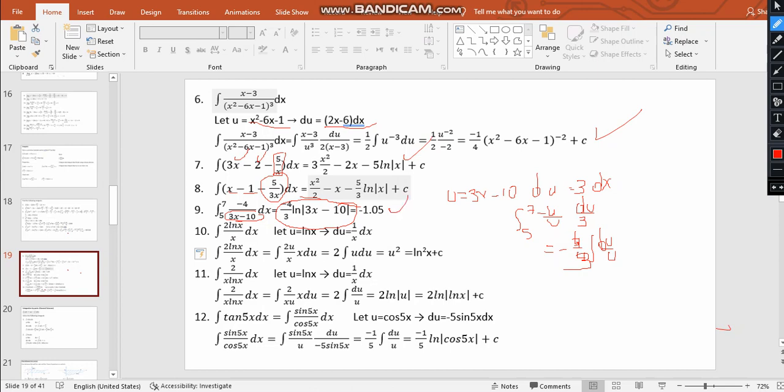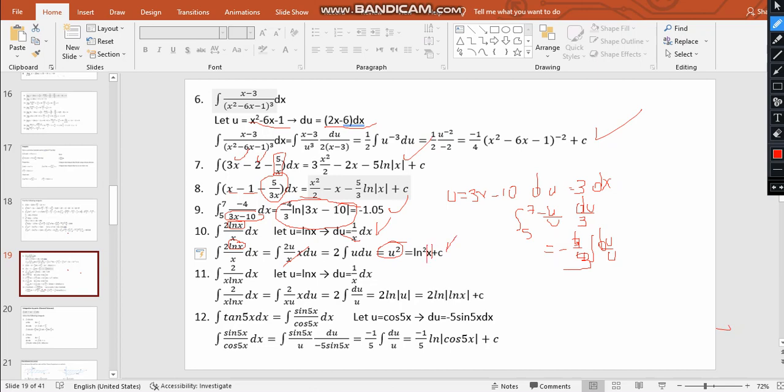Here let u equal ln x. So du is 1 over x dx. Okay, so ln x is u, and dx is x du. The x and x cancel, so it's of the form u to the power n. So u squared over 2, and the 2 cancels out. Ln squared x over 2. Here you have the absolute value.